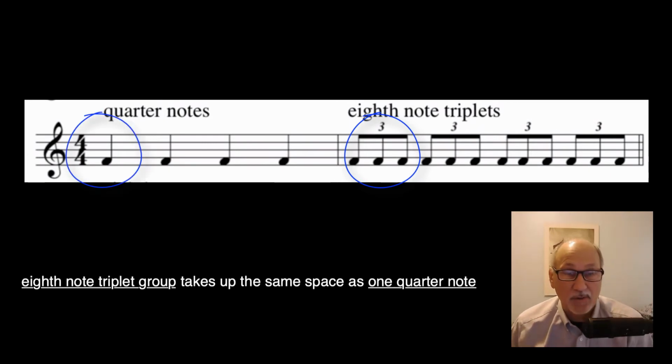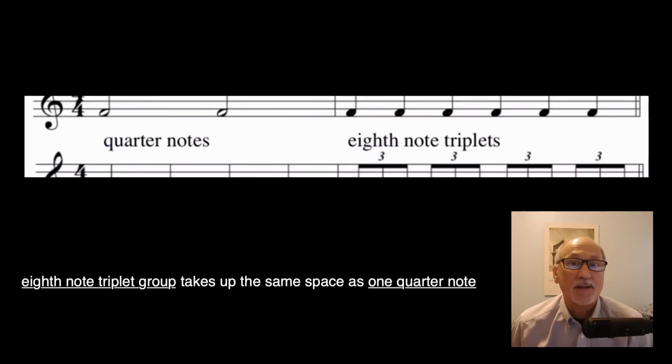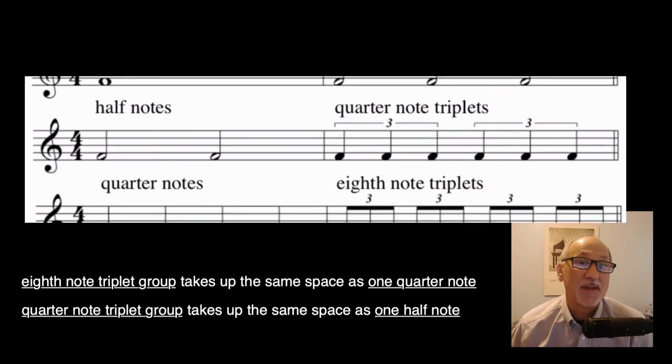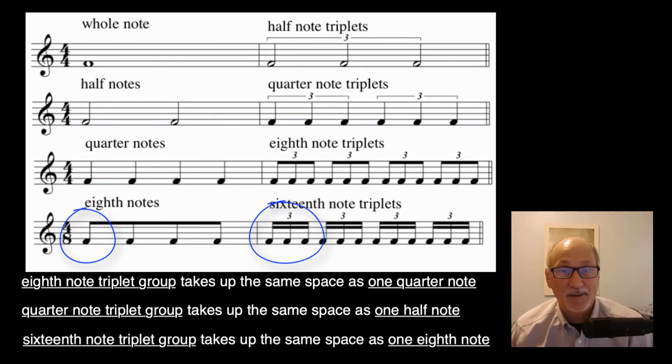As you can see, the quarter note is sort of double the value of the individual eighth note. Likewise, a quarter note triplet takes up the same amount of time as a half note. And the 16th note triplet takes up the same amount of time as an eighth note. You can see that illustrated right here.